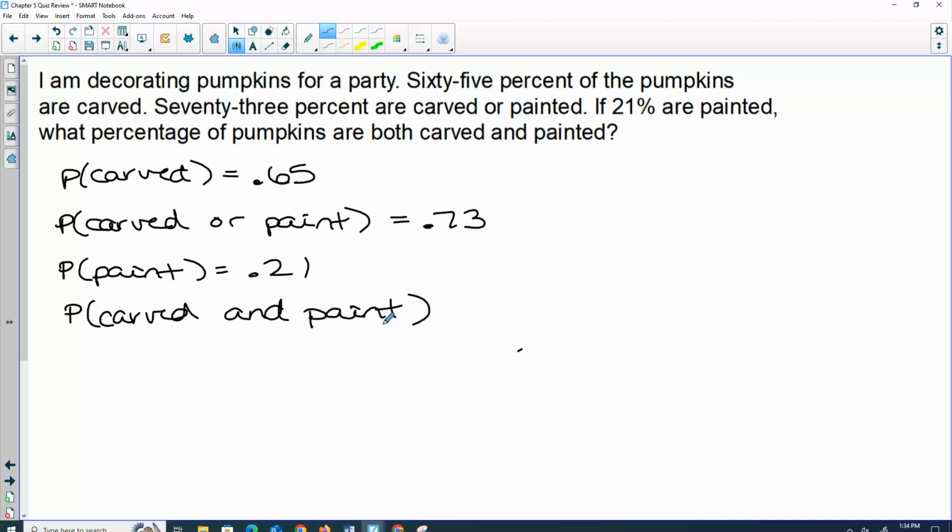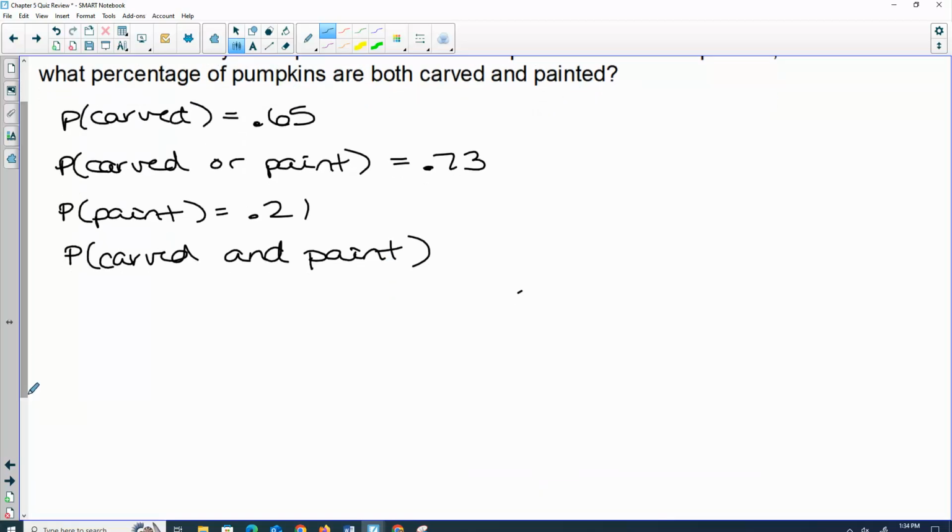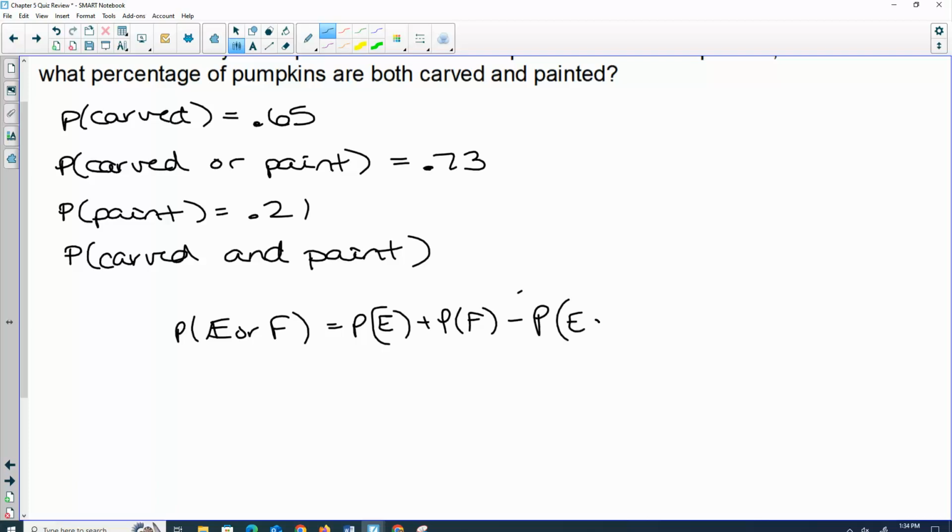Okay, so this looks like a lot. Whenever I have a lot of information, I go to my formula sheet. Okay, I have an and, I have an or, I have individual things. What's the only formula that has both the and the or in it? General addition. Okay, the probability of, I think it's E or F on your formula sheet, is probability of E plus probability of F minus probability of E and F.